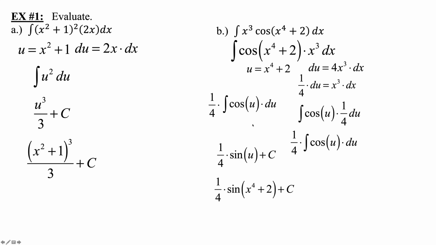So now we integrate, oops, going a little too fast here. Cosine of u is sine of u plus c. Then we bring back in our x to the fourth plus 2 for the u on the inside of our sine, and we are done.